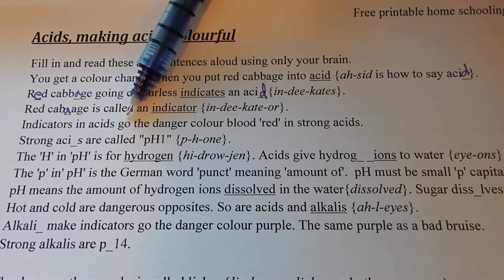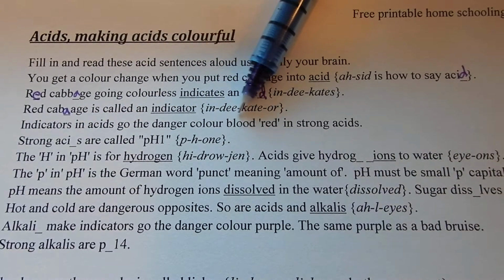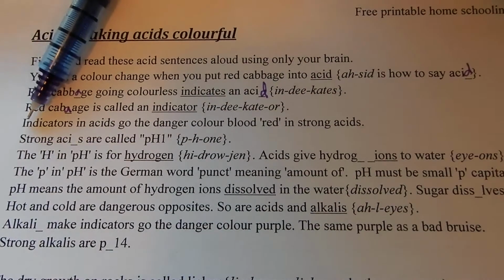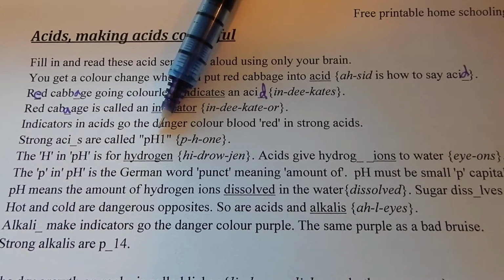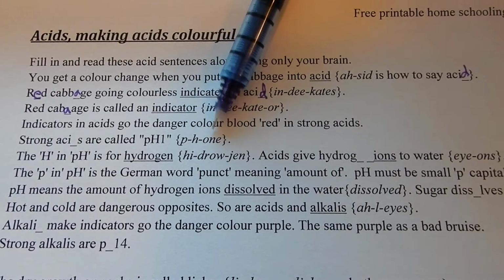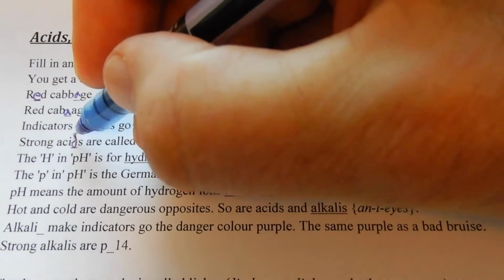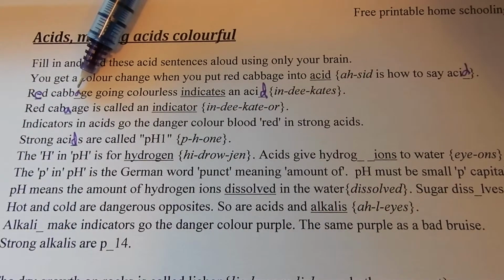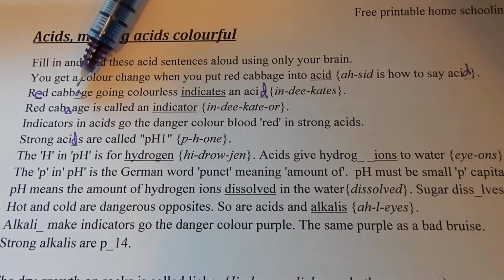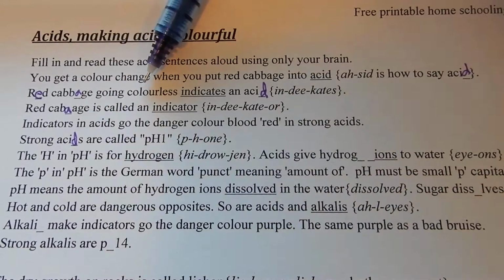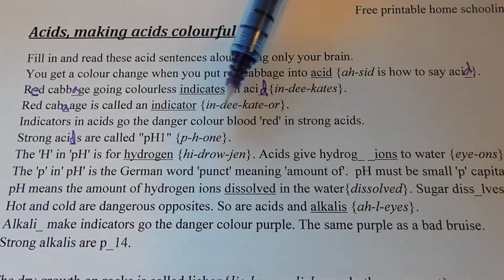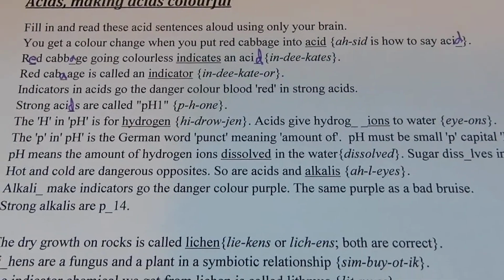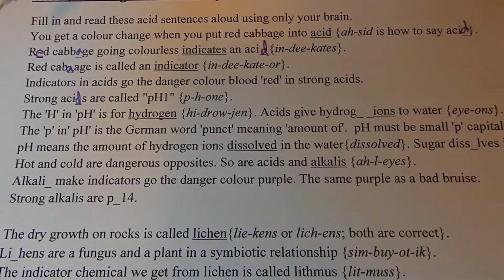Indicators in acids go the danger colour, blood red in strong acids. Strong acids are called pH 1. Other indicators: the red cabbage just goes colourless, but other indicators go blood red when they're in acid. The colour of blood means acid.